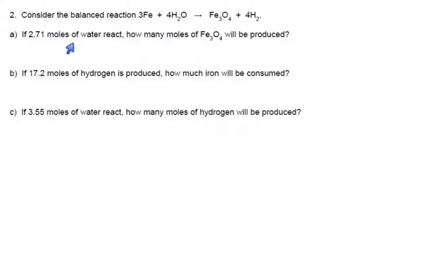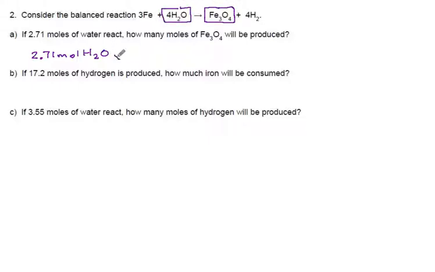2.71 moles of water. We can start with that. 2.71 moles H2O. And they're asking about the amount of Fe3O4. Now, the coefficients we're talking about are 1 Fe3O4 to 4 waters.